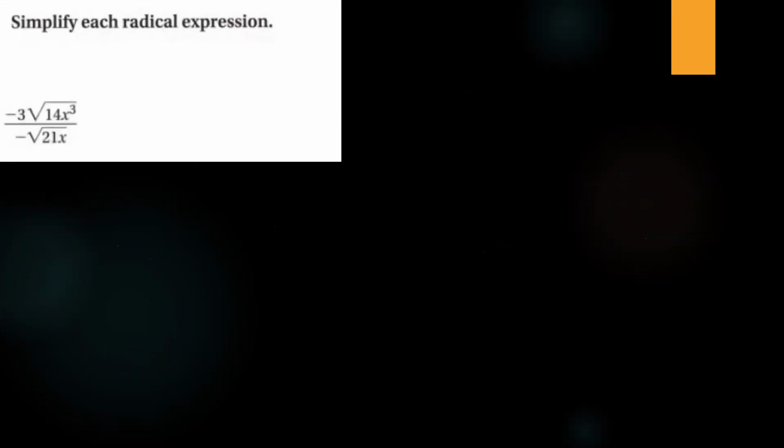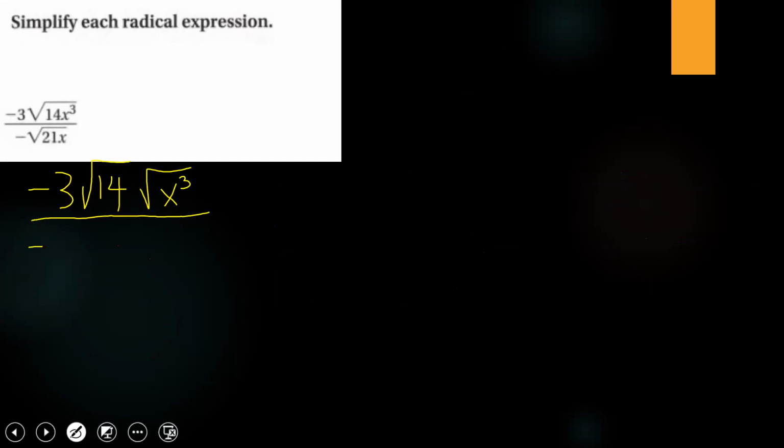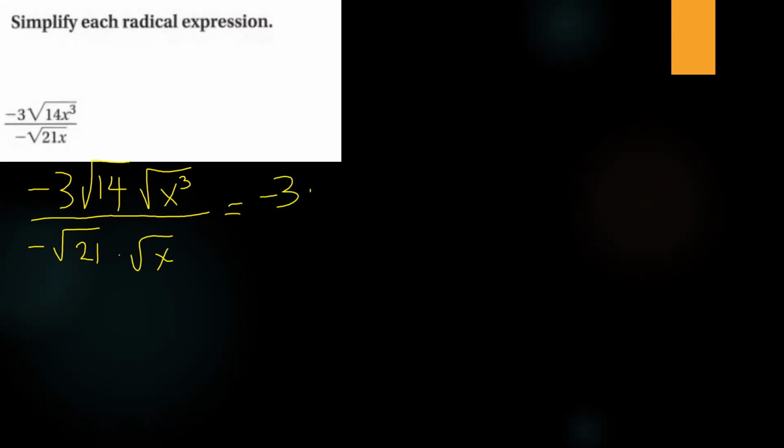Let's now solve this one here. Simplify each radical expression. Here we have negative 3 times square root of 14 times square root of x cubed over negative square root of 21 times square root of x. I distribute the square root on the numbers, like here. Then after that, let's try to factorize each number. Let's start with number 14.